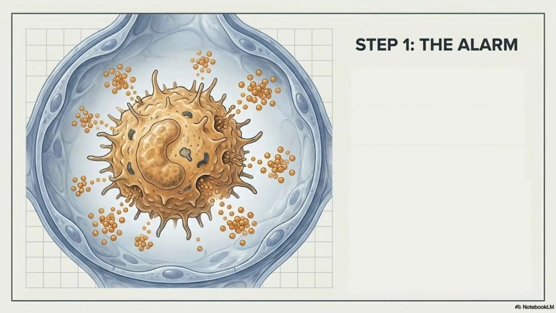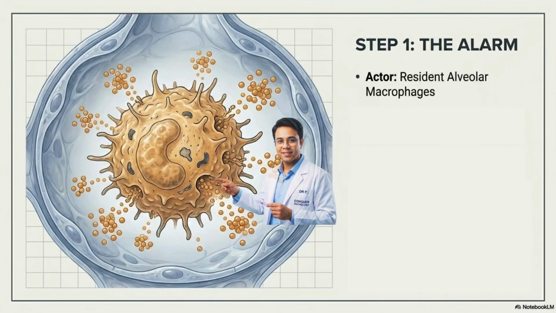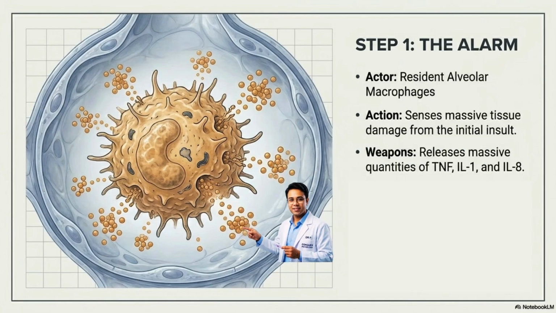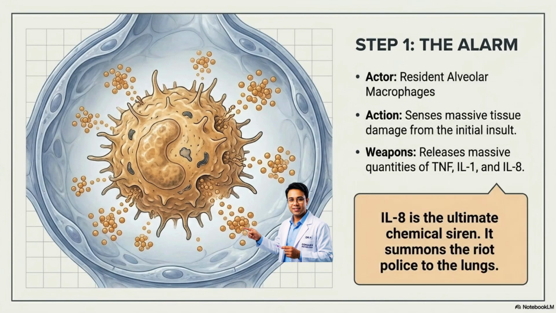Step 1 is the alarm. The primary actor here is the resident alveolar macrophage. Its action: it senses the massive tissue damage from that initial insult. Its weapons? It rapidly releases massive quantities of TNF, IL-1 and crucially interleukin 8. Never forget interleukin 8. It is the ultimate chemical siren. Its sole job is to summon the riot police to the lungs.